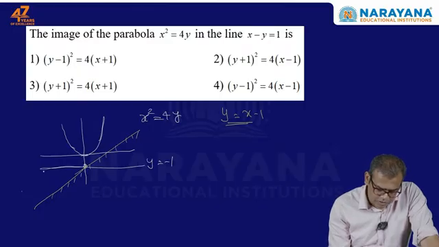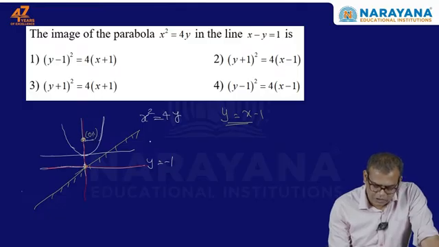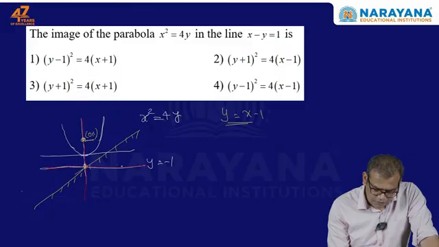And look here, this is the directrix. If you take the mirror image of the directrix with respect to this yellow line, this one will come, and here the focus of this parabola is 0 comma 1. So take the mirror image of 0 comma 1 with respect to this yellow line, and you will find it will come here, right?